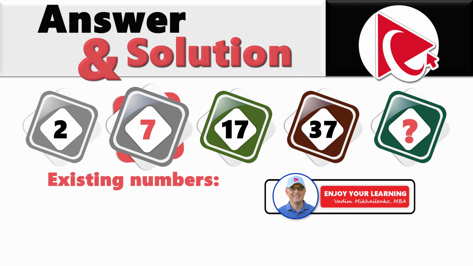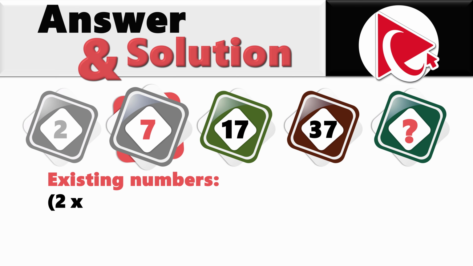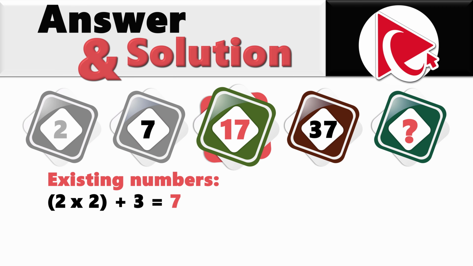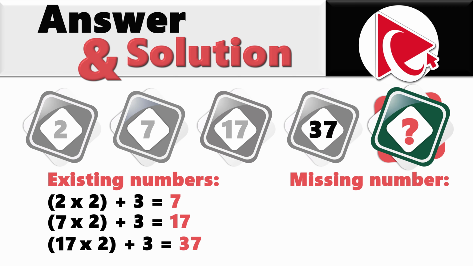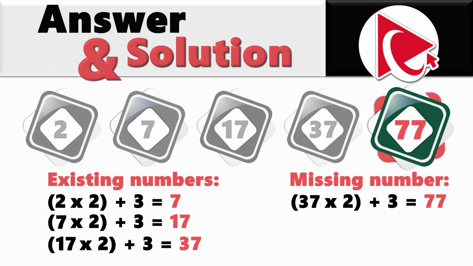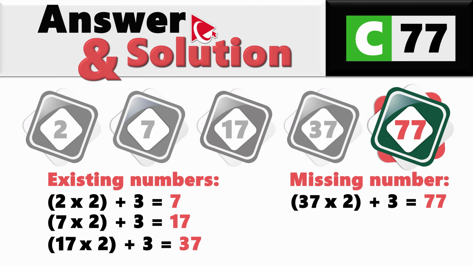The second number is calculated as 2 multiplied by 2 plus 3, which equals 7. The third number is calculated as 7 multiplied by 2 plus 3, which equals 17. The fourth number is calculated as 17 multiplied by 2 plus 3, which equals 37. And the missing number is calculated as 37 multiplied by 2 plus 3, which equals 77. So the correct answer here is choice C, 77.